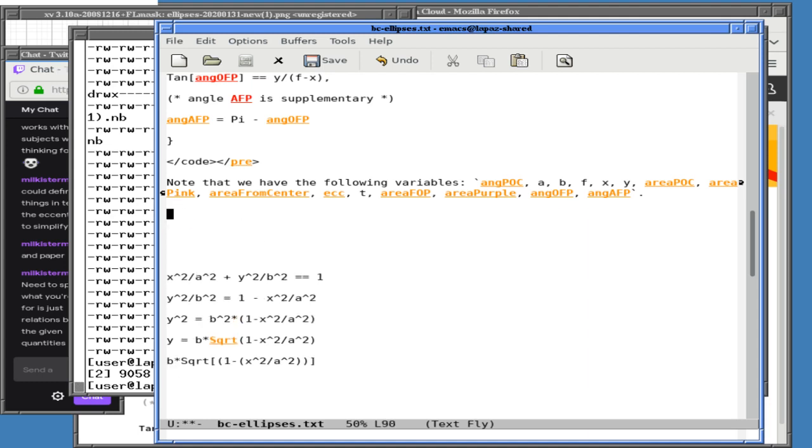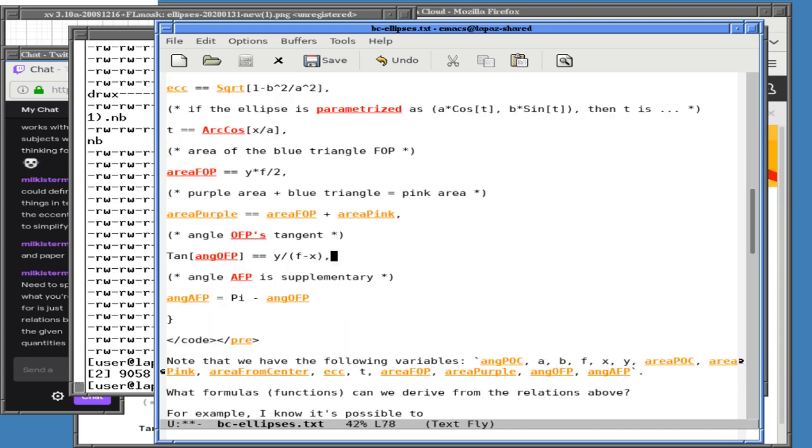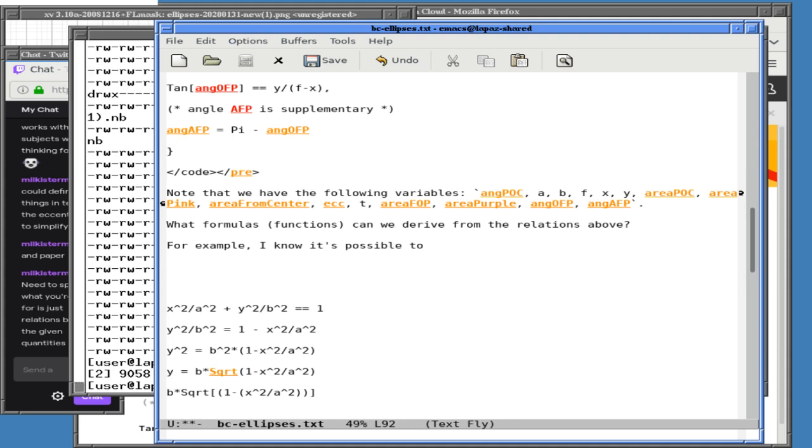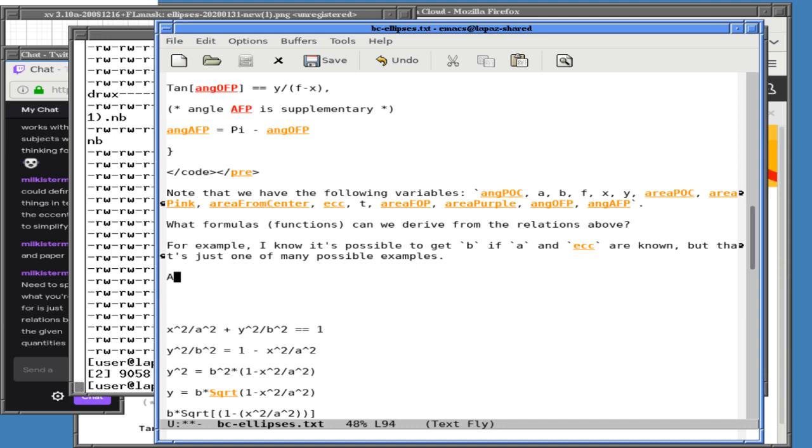Okay, so I've already asked for just a strategy. What formulas, functions in parentheses, can we derive from the... this is redundant, but we'll go ahead and put this. For example, I know it's possible to, okay, I've defined eccentricity in terms of A and B. I know it's possible to get B if A and ECC, did I put ECC in there? Yes, I did. Are known. But that's just one of many possible examples. And then we'll throw in this basically bullshit. Appreciate any thoughts. Thanks!